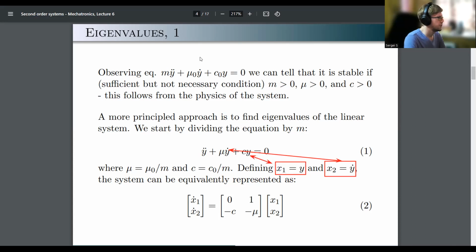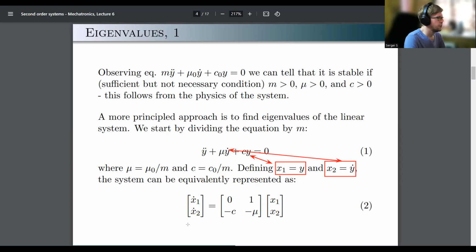Okay. And remember, we could always say that x1 dot equals x2, right? x1 dot is y dot, x2 is y dot, so x1 dot is equal to x2. Okay, so let's look at this equation. x1 dot is indeed equal to x2 by multiplication. You can see how it works: 0 times x1 plus 1 times x2.